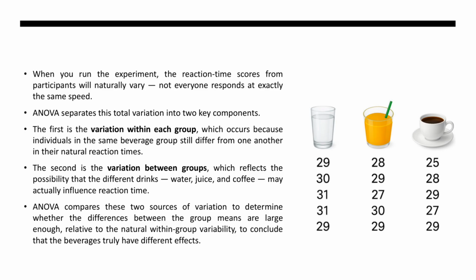ANOVA separates total variation into 2 key components. The first is variation within each group. This occurs because individuals in the same beverage group still differ in their natural reaction times. The second is variation between groups. This reflects the possibility that different drinks, water, juice, and coffee, may actually influence reaction time. ANOVA compares these 2 sources of variation to decide whether group differences are meaningful.